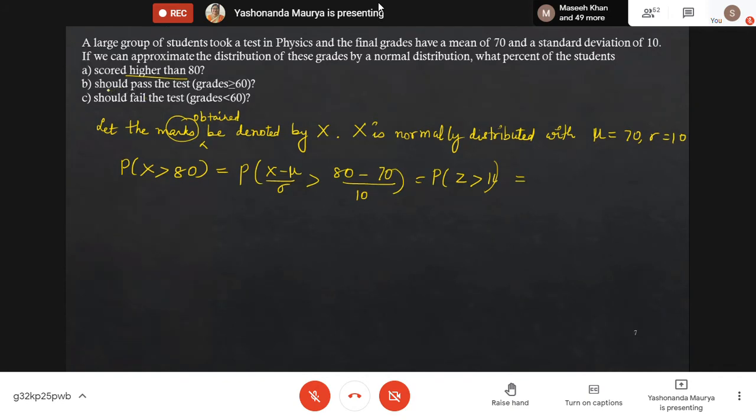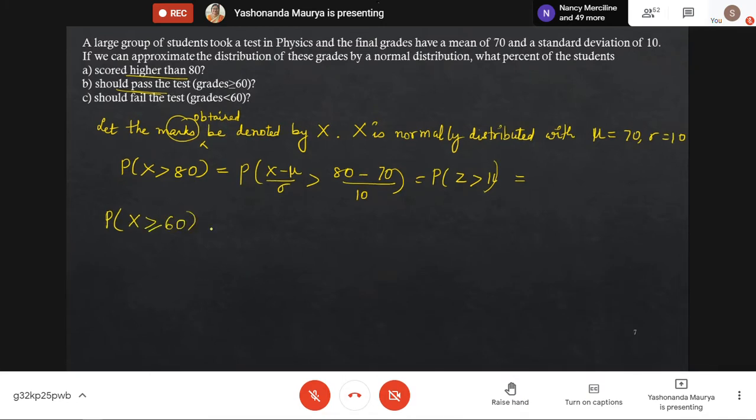Now, what percentage of students should pass the test? So how will we say the probability that a student passes? It is nothing but those students whose grades are greater than or equal to 60, they all will pass. So again the same way, x minus mu divided by sigma is greater than or equal to 60 minus 70 divided by sigma. So what we get is P of z greater than or equal to minus 1. Sketch the region and draw.